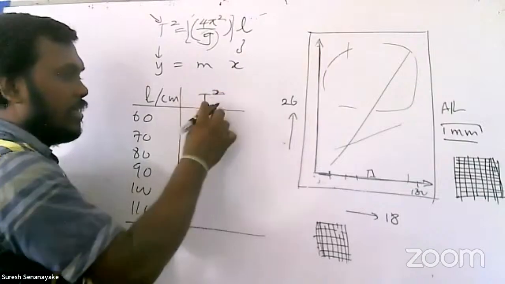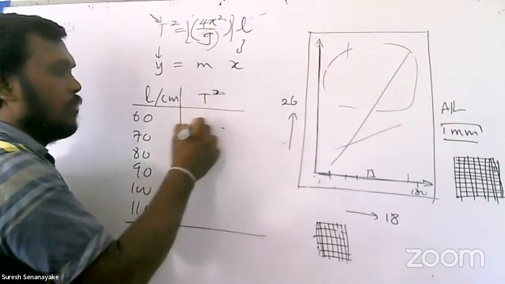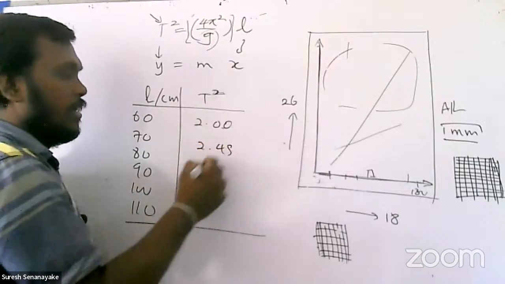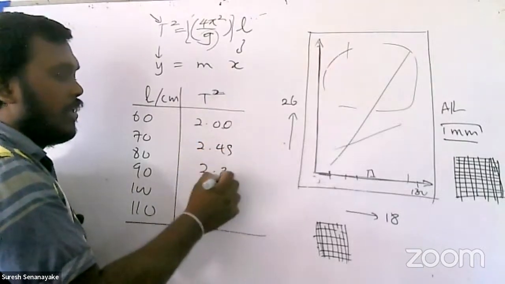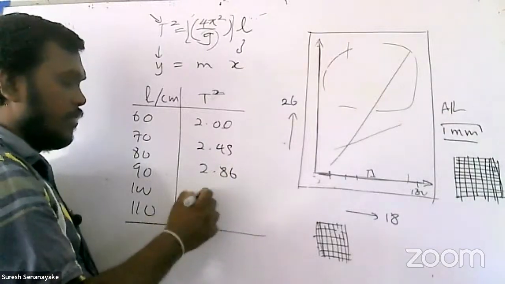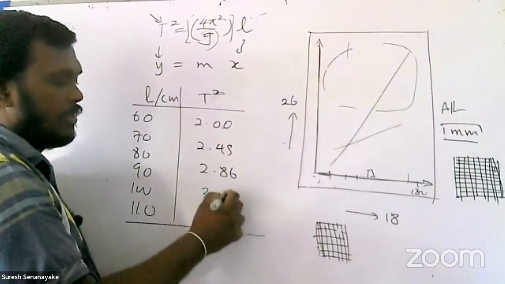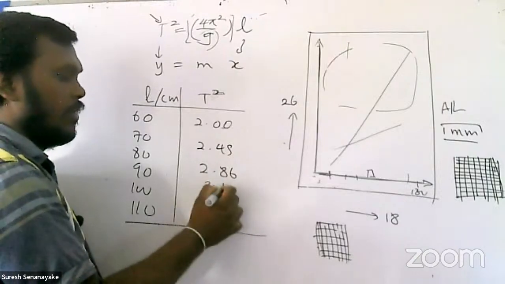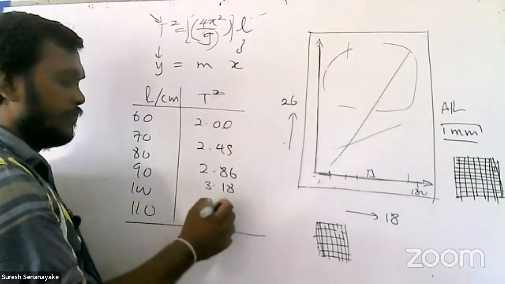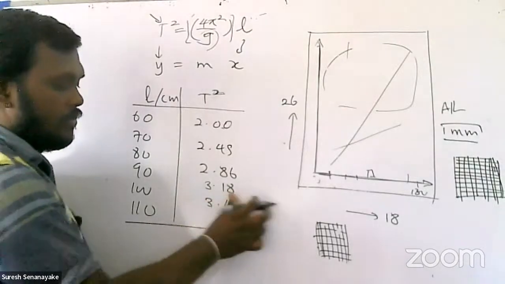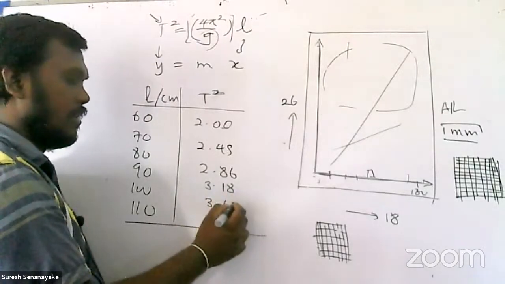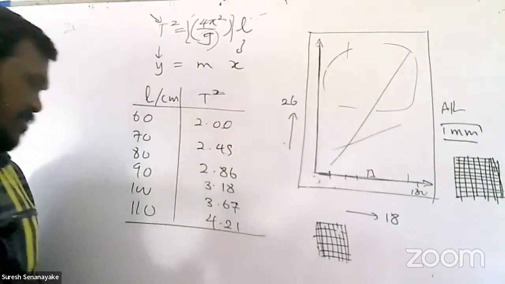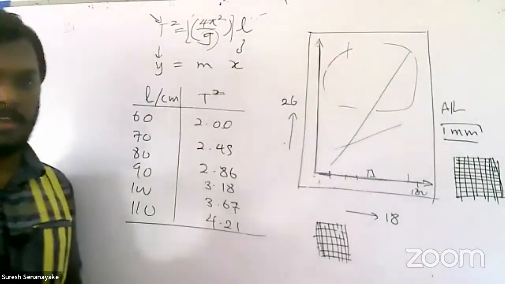T square directly, I'm giving you that. It will be 2.0 and 2.45, and 2.86 and 3.18, and 3.18 and 3.67 and 4.21.